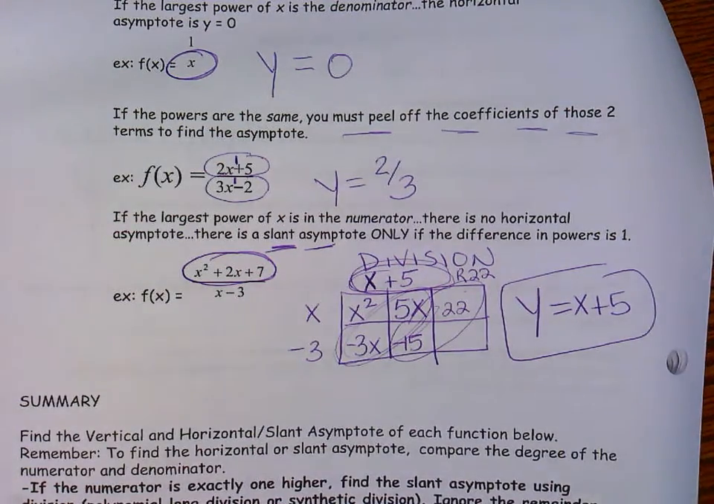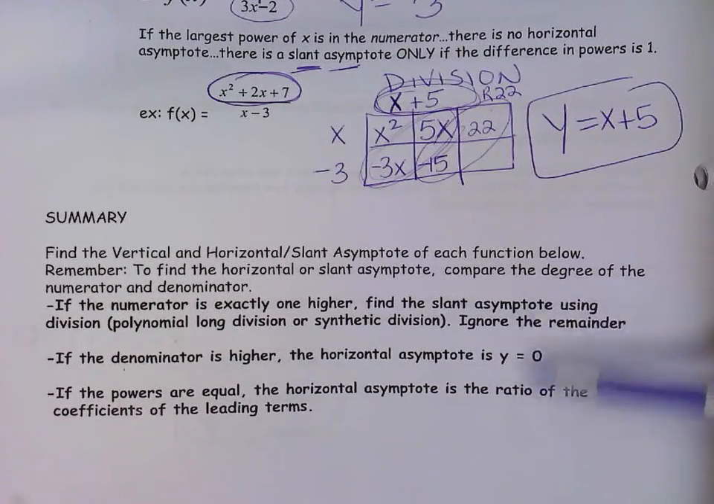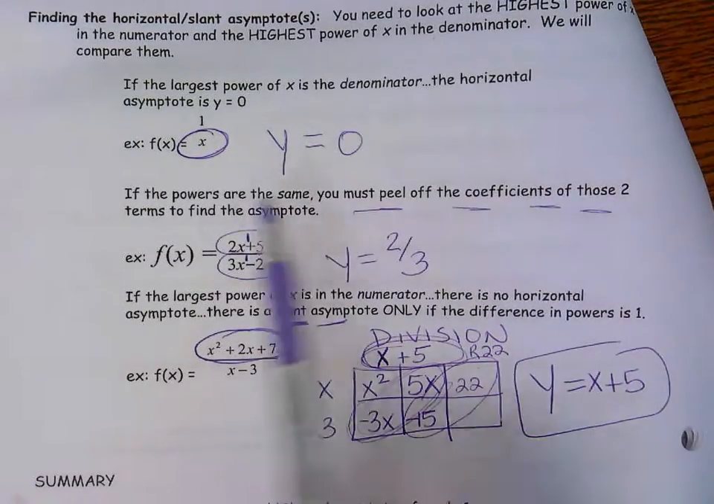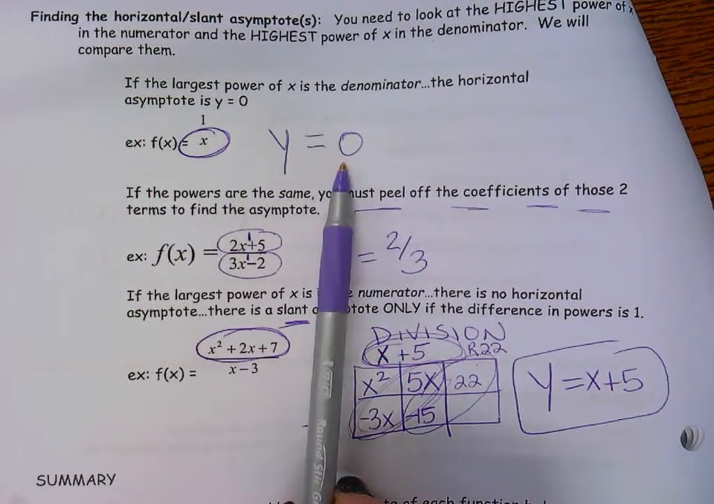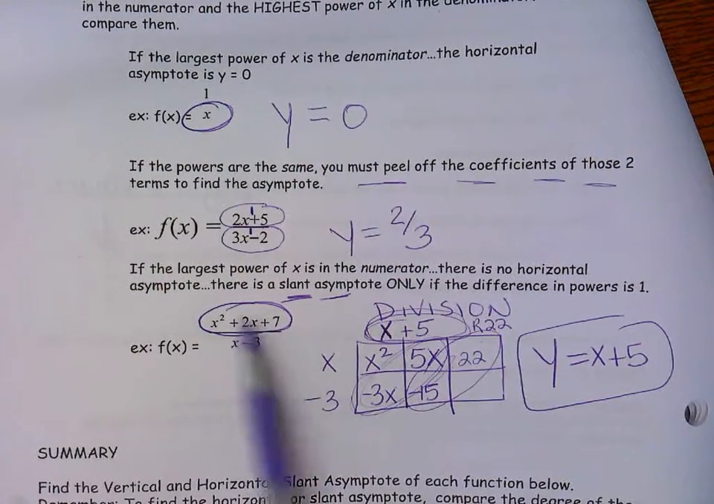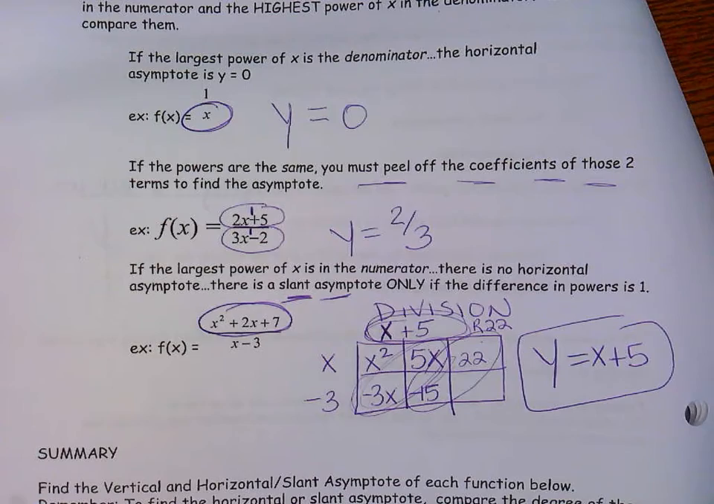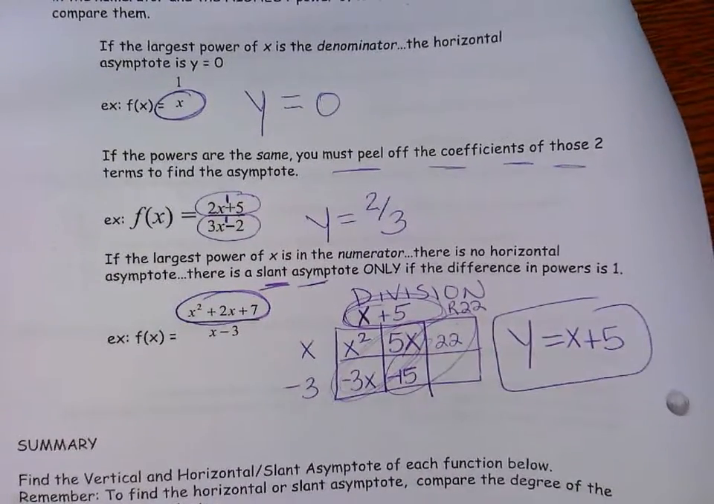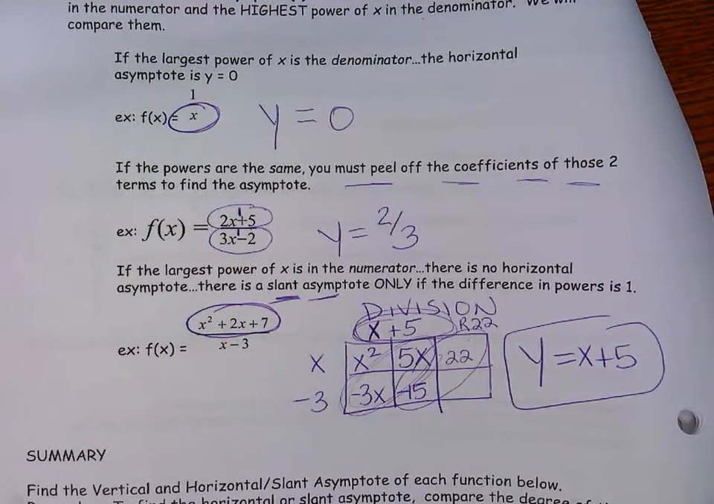So there's the summary about numerator, denominator, but I think I kind of gave you the summary up here. The denominator wins, y equals 0, they tie, you peel the coefficients, numerator wins, you do division. So that is what you're going to try to practice 8 times. See if we can solidify how to find these asymptotes. I'll do the first one with you.